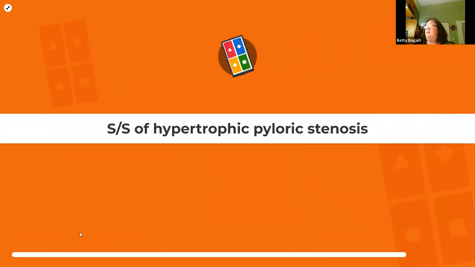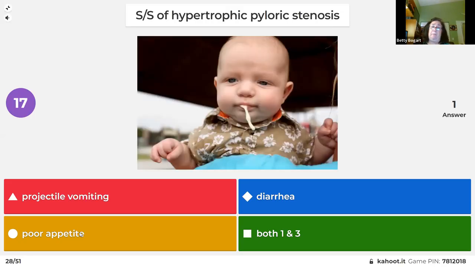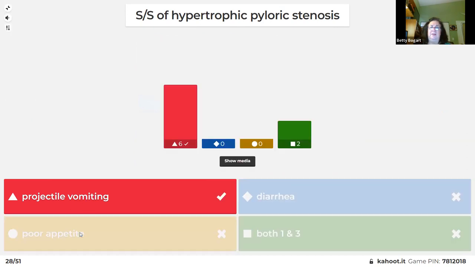Signs and symptoms of pyloric stenosis. It is just projectile vomiting. And you know something? They're hungry because they keep losing their food. So poor appetite? No. They'll keep eating, eating, eating because they keep losing their food. They're just hungry, hungry.